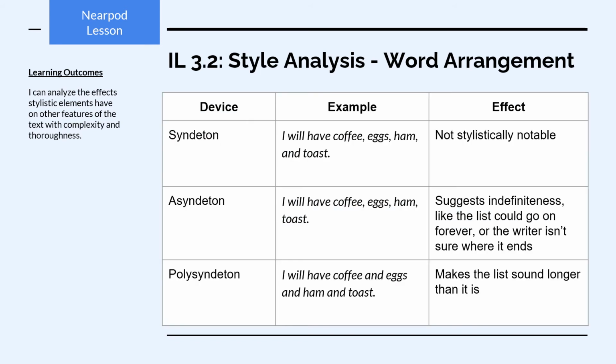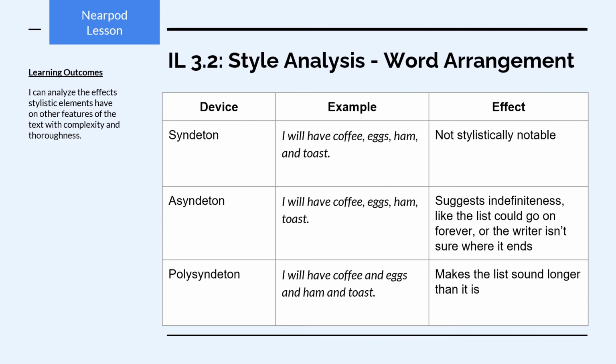Here we can illustrate the differences between these. Normal syndeton would read something like, "I will have coffee, eggs, ham, and toast," and it's not stylistically notable. That's just how we'd normally write it. Asyndeton, I would say something like, "I will have coffee, eggs, ham, toast." And by omitting that last conjunction, stylistically, I'm suggesting a sort of indefiniteness to my list, as though this list could go on forever, or as though I'm just not sure where the list ends.